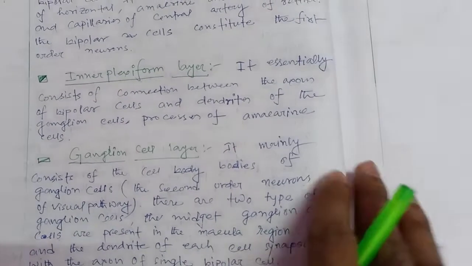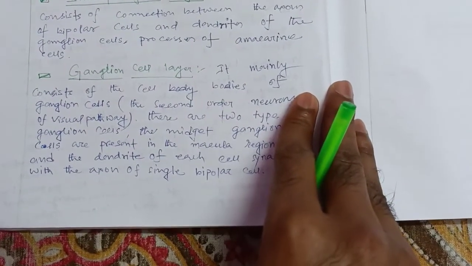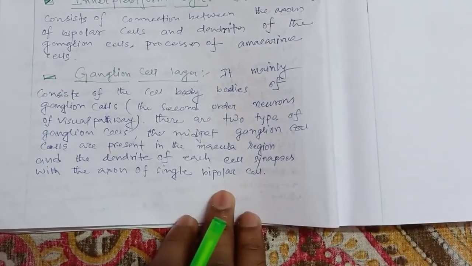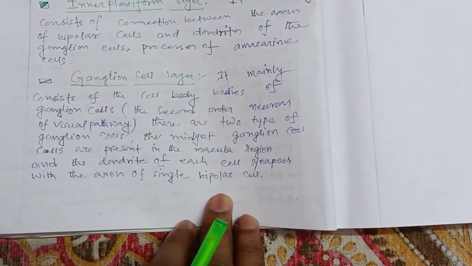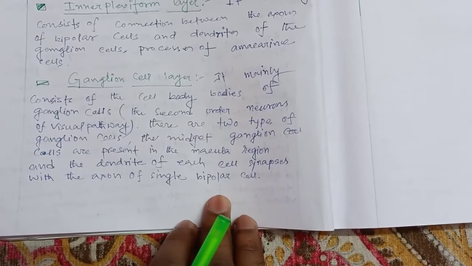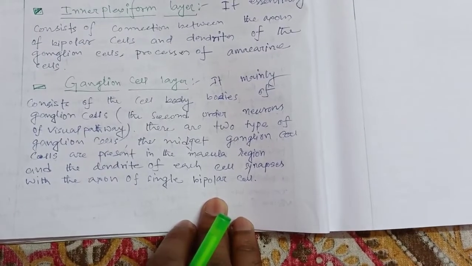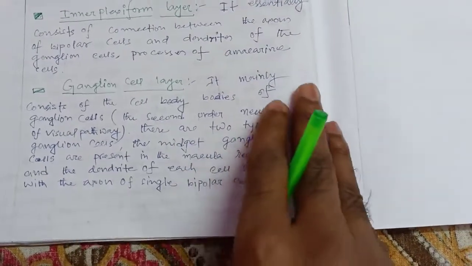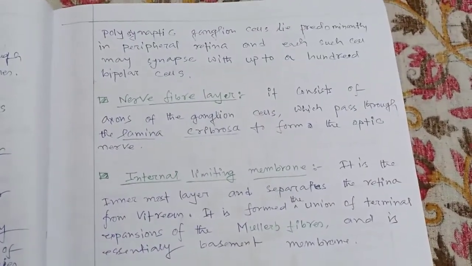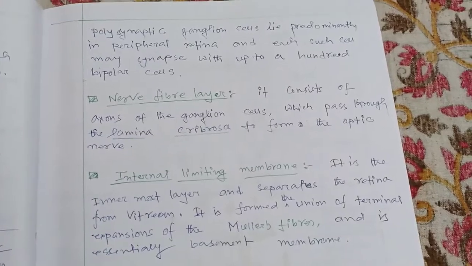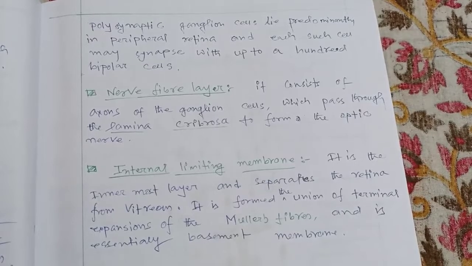Okay, ganglion cell layer, it mainly consists of cell bodies of ganglion cells, and there are two types of ganglion cells, the midget ganglion cell present in the macula region, and the dendrites of each cell synapse with the axon of a single bipolar cell. Okay, nerve fiber layer. It consists of axons of ganglion cells which pass through the lamina cribrosa to form the optic nerve.